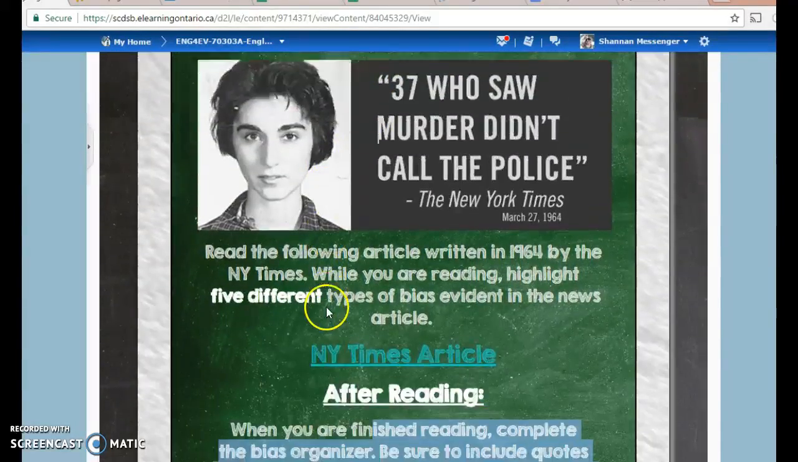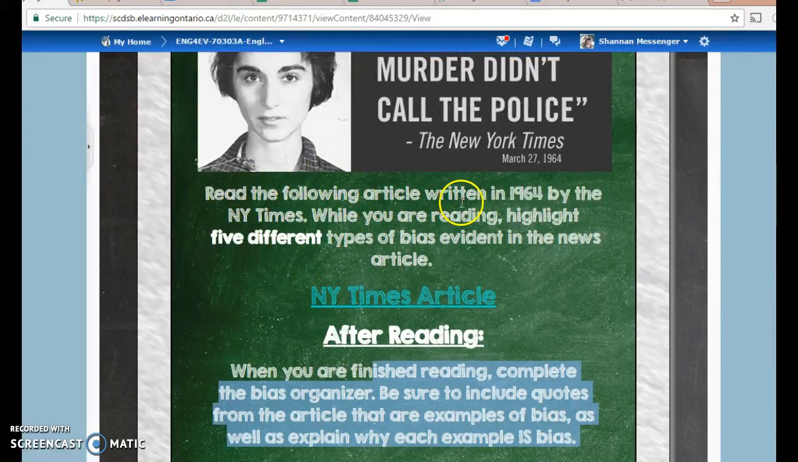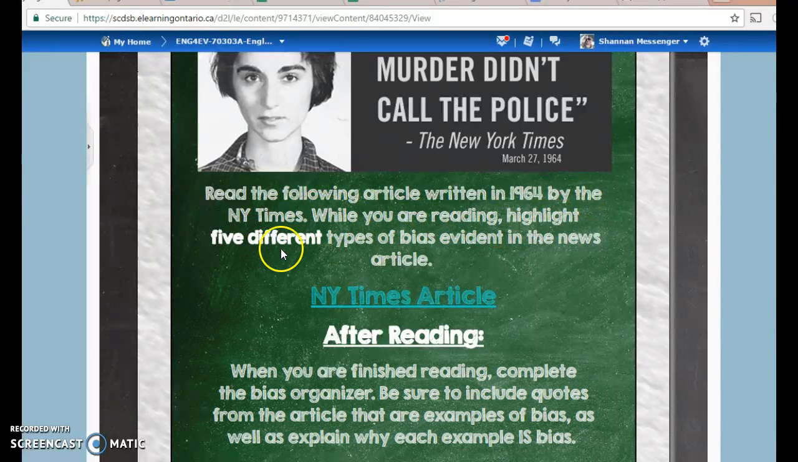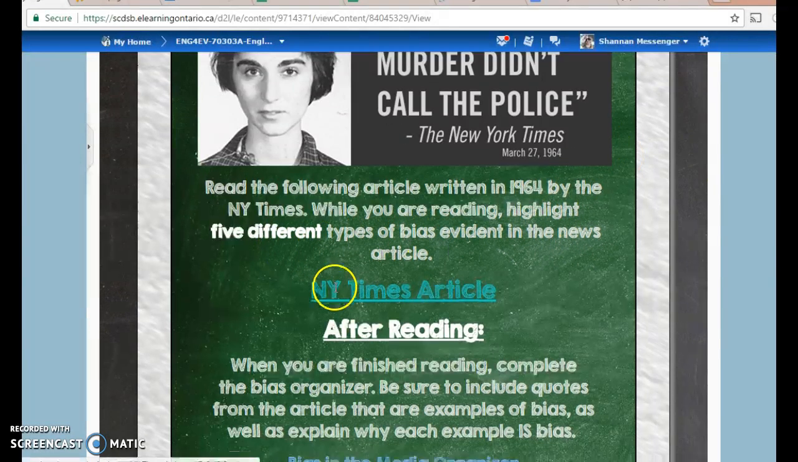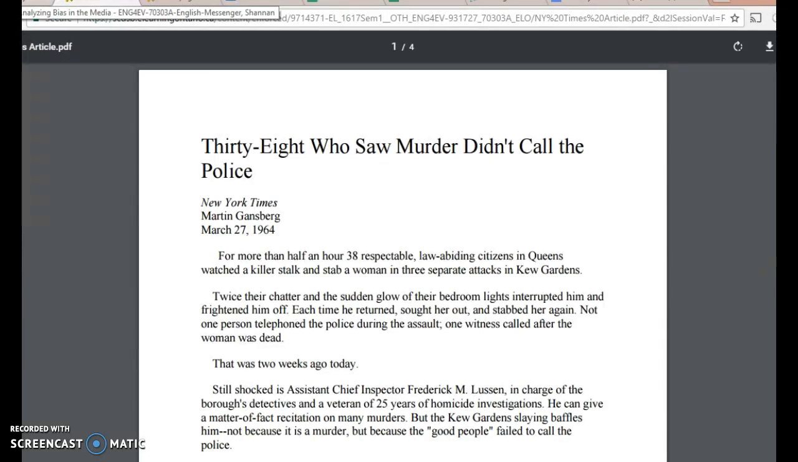During reading. Read the following article written in 1964 by the New York Times. While you are reading, highlight 5 different types of bias evident in the news article. Here is the original news article written in 1964 about a murder case that we are going to be investigating in this unit.